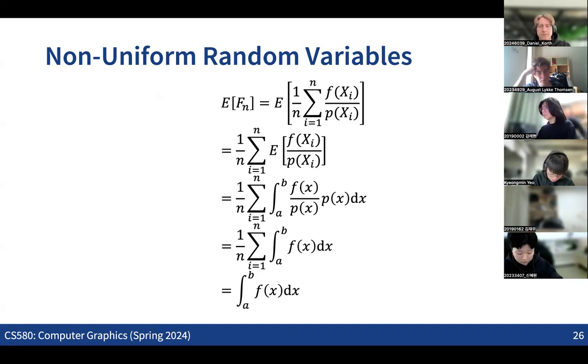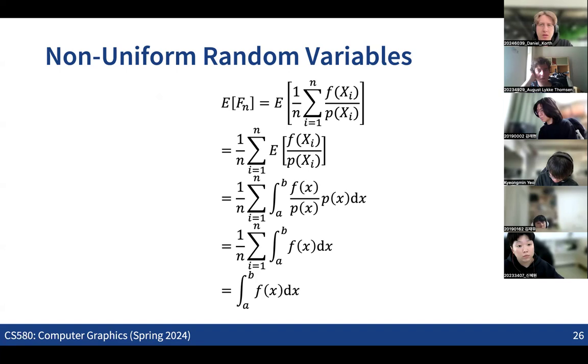Actually, it becomes more obvious why we had the b minus a here. It was just dividing the function value by the probability for each random variable. Then this 1 over the probability of the random variable cancels out in the third rule, and we get that the expected value of the estimator becomes the same as the integral. Clear?